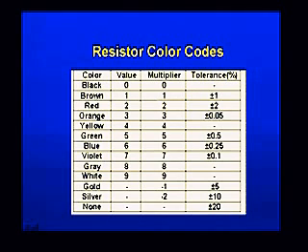For brown, when you have a brown ring, it corresponds to plus or minus 1%, or red for plus or minus 2%, etc. These are the color bands for tolerance values.